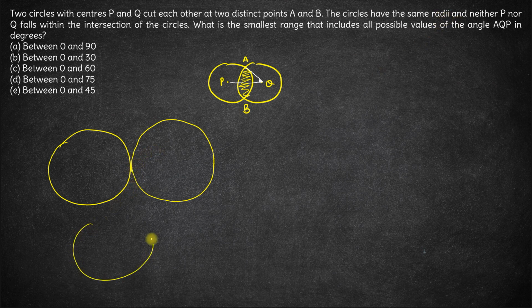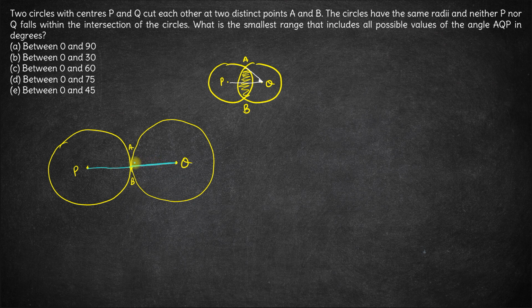But see, you have two circles. Now if you pull these circles apart, the intersection area will keep reducing and there will come a point where the two intersection points are almost the same. So let's consider this case where the two circles touch each other. Now this is P, this is Q, and both the points A and B are the same point here, right? So in this case, A, P and Q are all on the same line. So angle AQP is 0 degrees, right?